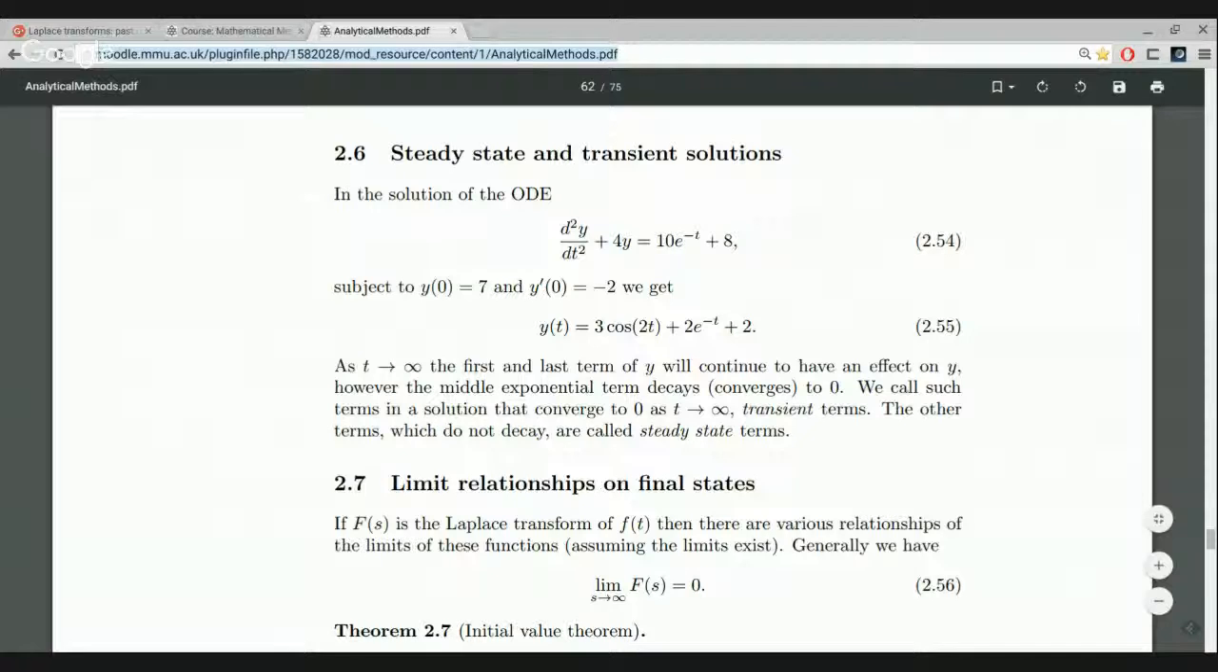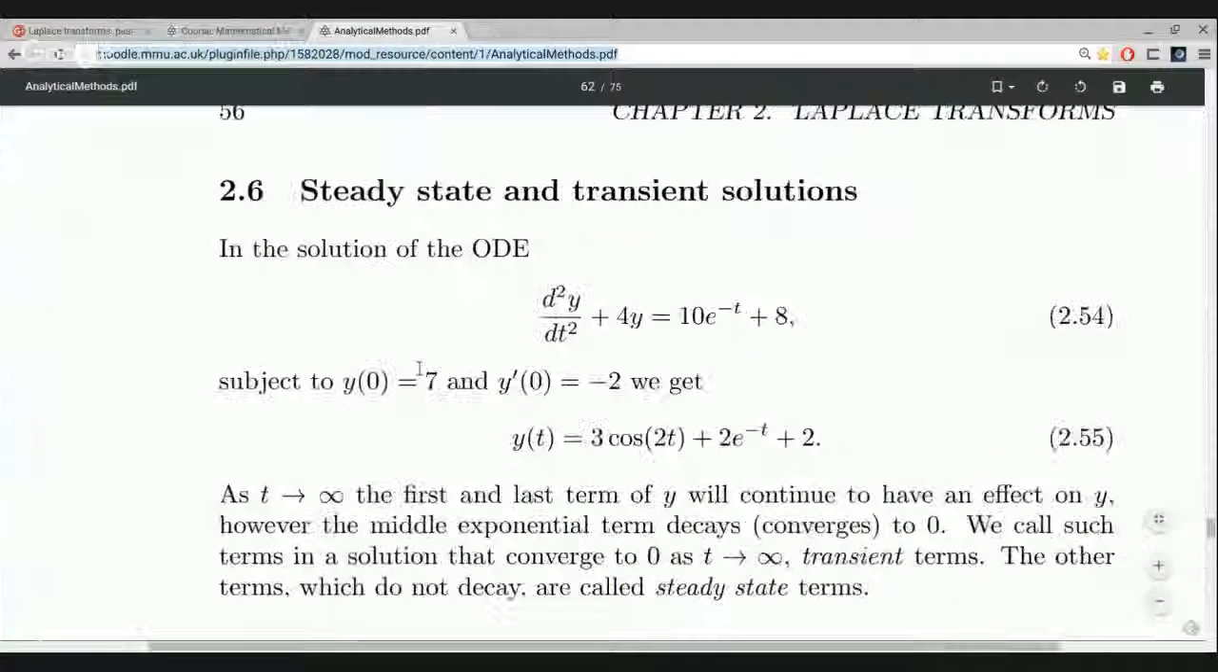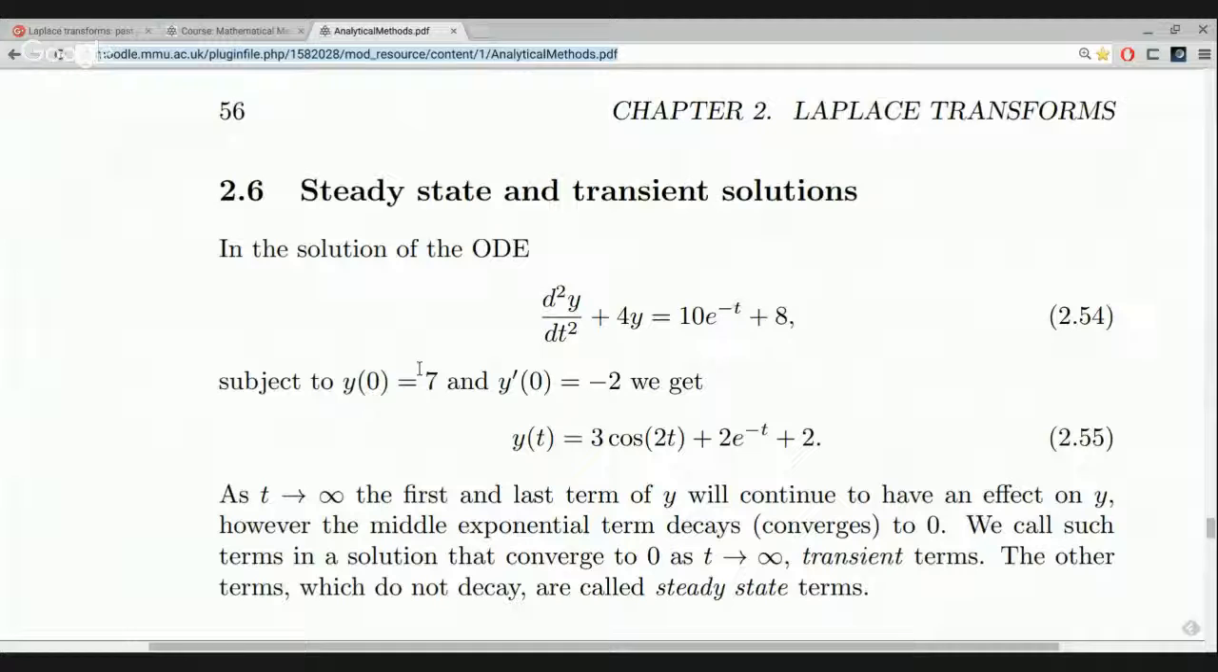So for instance, in this ODE here, we're not going to solve it, but we'll just look at the solution that it has. This ODE, the second order ODE in y, d2y dt squared plus 4y equals that exponential plus 8. This is what its solution is here. So y of t is 3 times the cosine of t plus 2 times that exponential e to the minus t plus 2. Now in this solution, the exponential term e to the minus t can be called transient. Because thinking of t as the time variable, as time goes on, this exponential term fades away. It converges to 0. Okay, so it's transient.